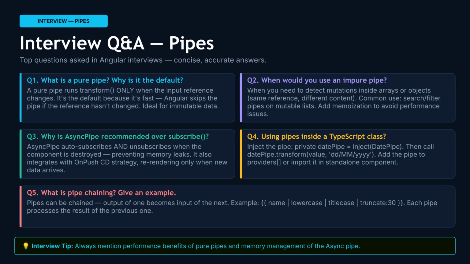Let's review common interview questions about pipes. Remember, a pure pipe runs only when the input reference changes, making it fast. Async pipe is recommended for observables because it handles subscription and unsubscription automatically, preventing memory leaks.